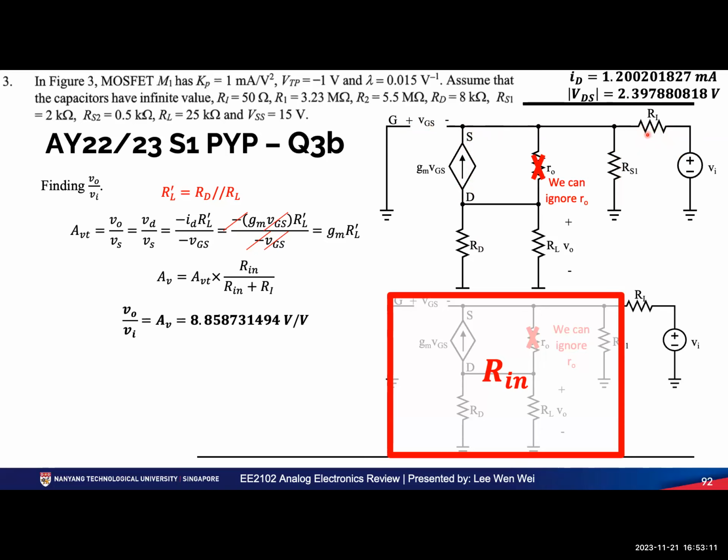VS is negative VGS. Correct. Here, VG is 0. VGS equals VG minus VS, so it's minus VS. R in is this whole thing. So you remove RI, and whatever you see from the RI side, it's RS1 parallel with everything.